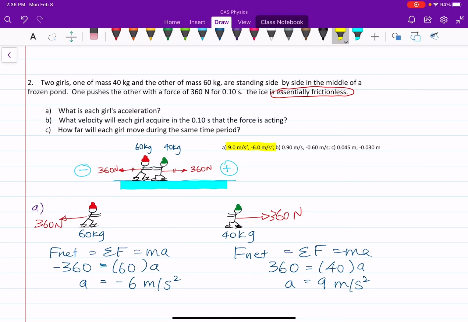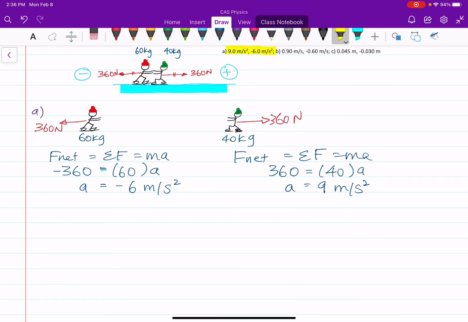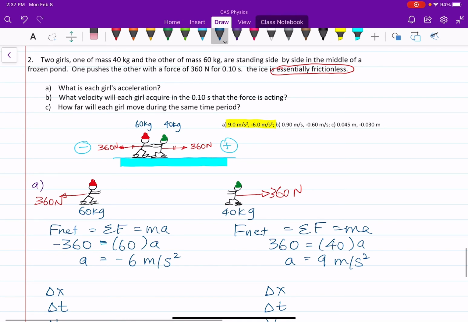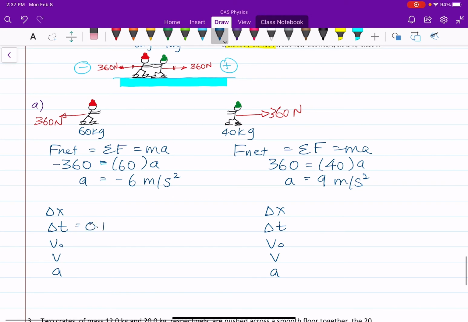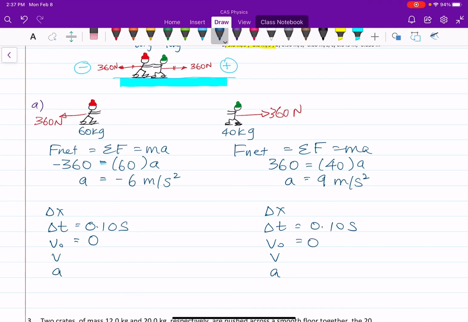So for part B and part C, these are strictly kinematics problems. So just to quickly set it up, but I don't think I'll go through the whole thing in the video because you've seen it before. We can set up a set of unknowns. So for each girl, I'm going to say my delta x, delta t, v naught, v, and a for both of them. What we can see from the question is that the push is applied for 0.1 seconds in both cases, and their speeds start from rest, so they start from 0.